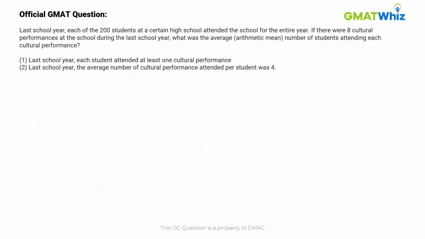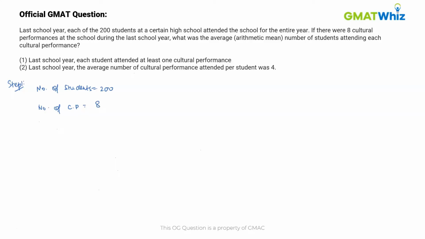In this question, we are given that last school year, around 200 students at a certain high school attended the school for an entire year. So, the number of students who attended the school last year is equal to 200. And we are also given that there were 8 cultural performances. So, the number of cultural performances is equal to 8.